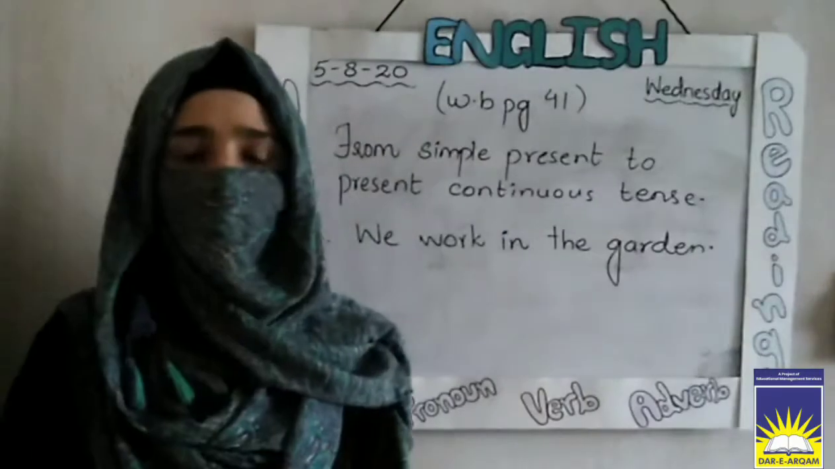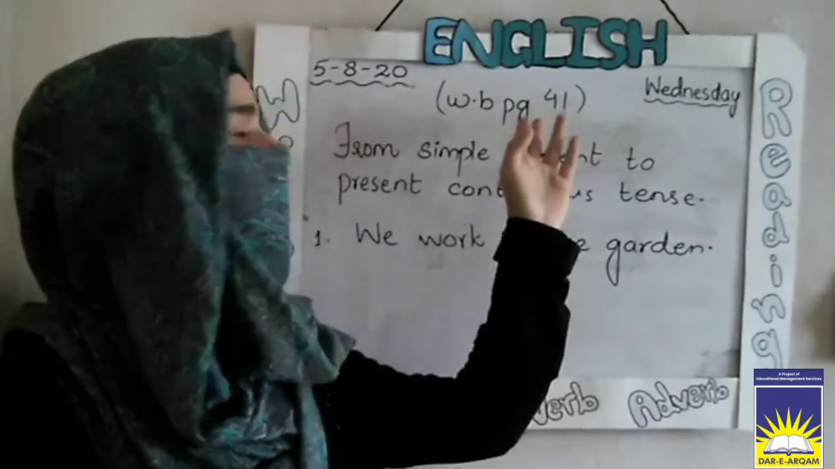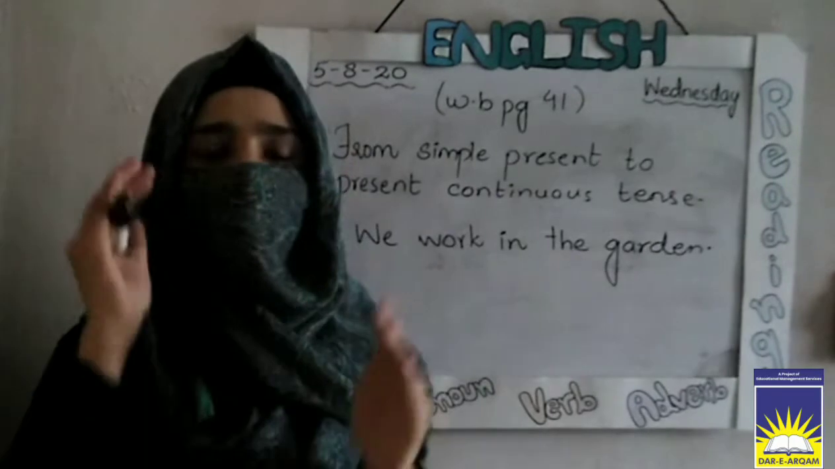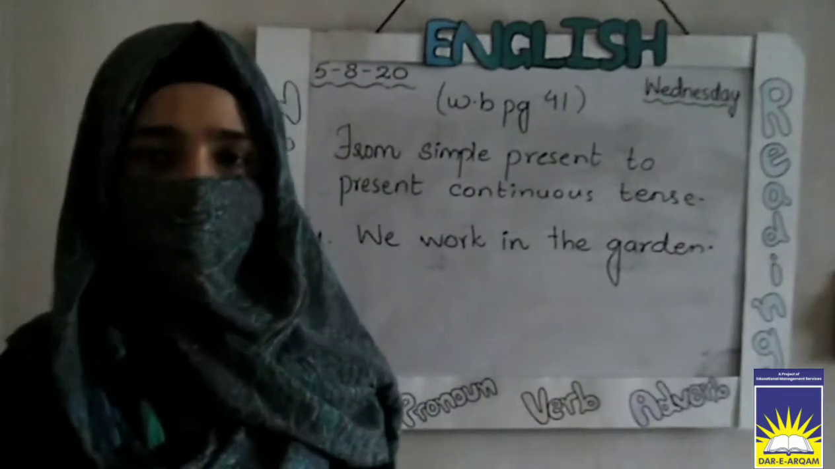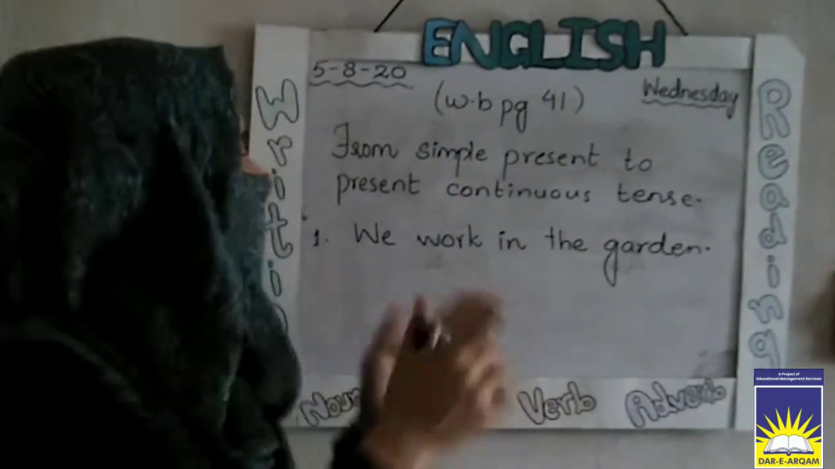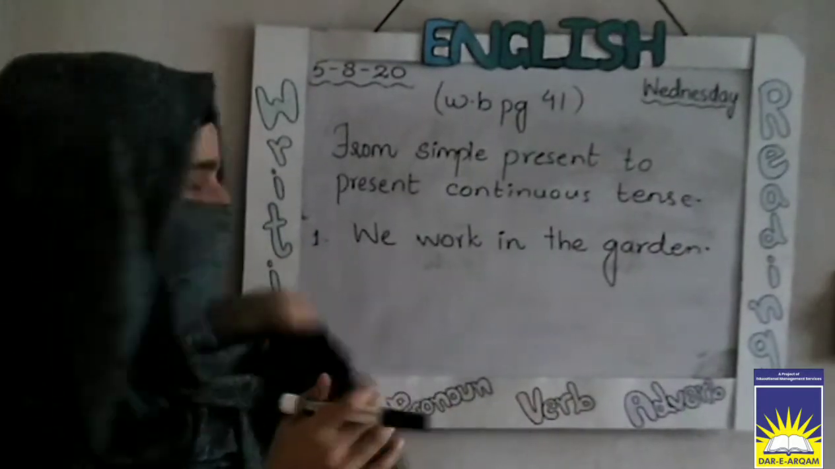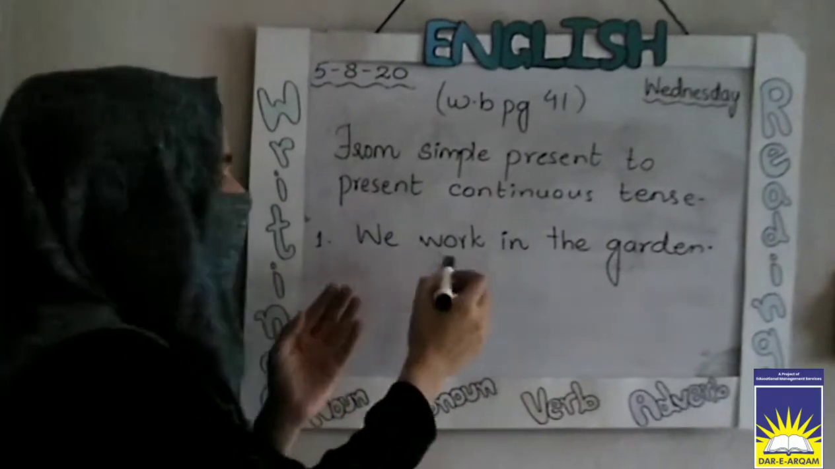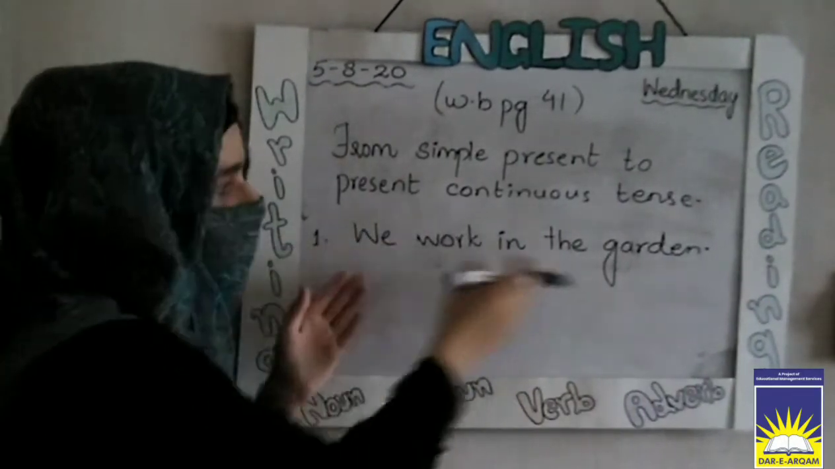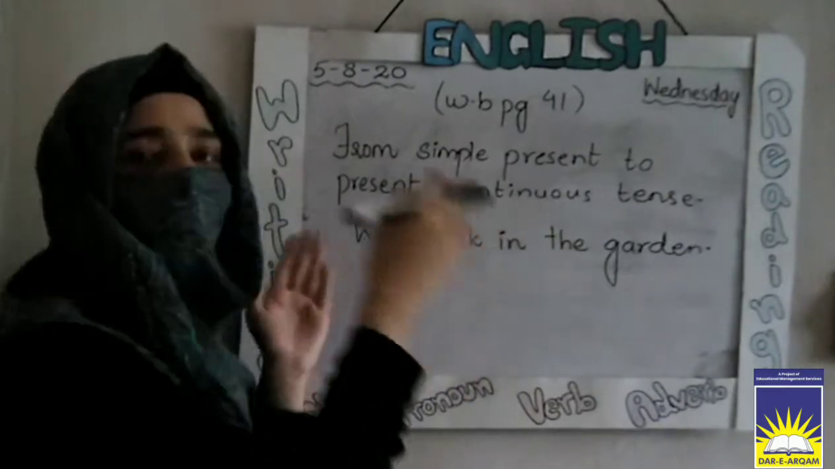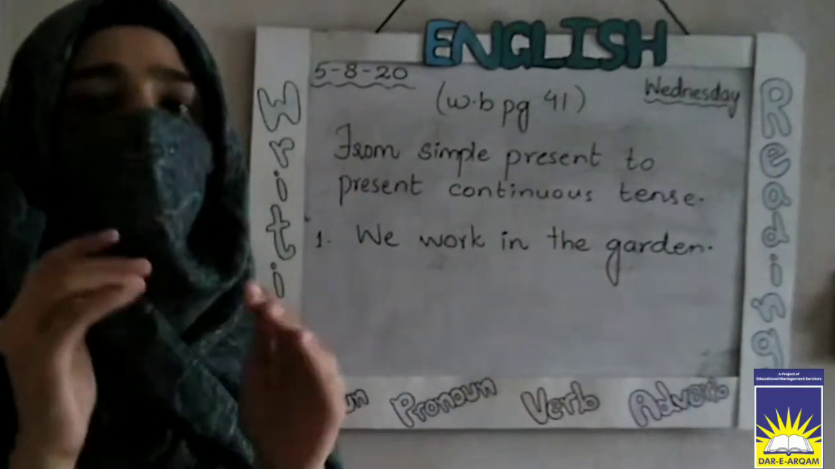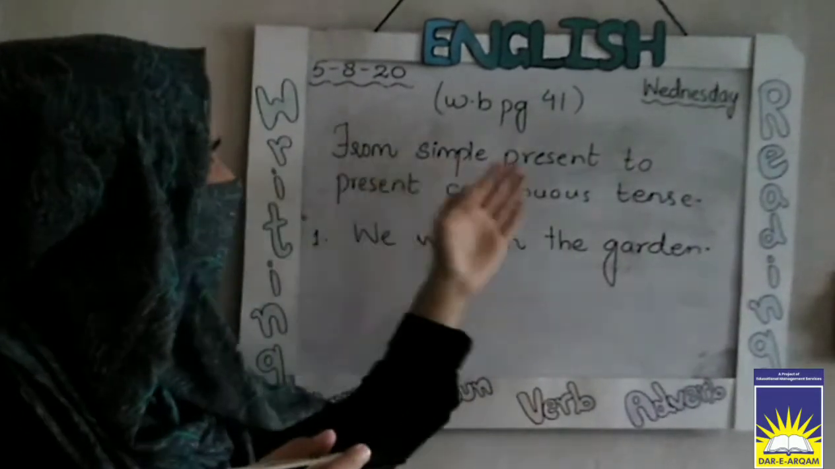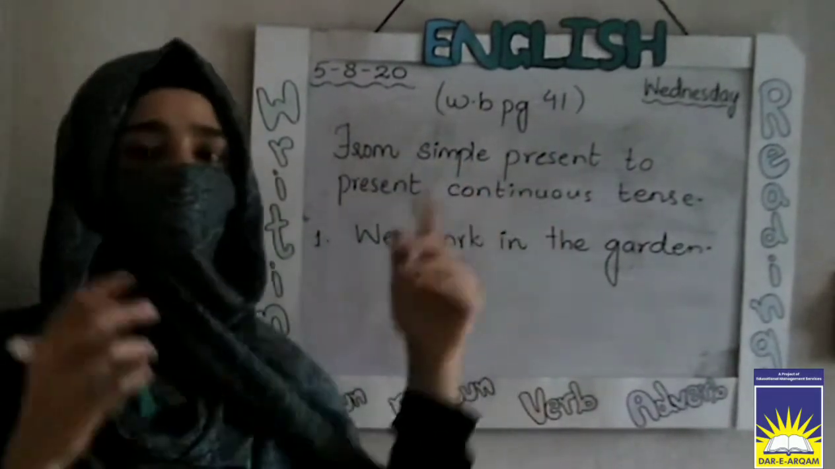Good. Further in your workbook on page number 41, an exercise is given to you in which you have to change the simple present tense into present continuous tense. For example, I have taken a sentence from your workbook, that is, we work in the garden. As you can see, here is first form of verb, so we can easily identify that this is a sentence made by using simple present tense. Now we are going to change it from simple present to present continuous tense.